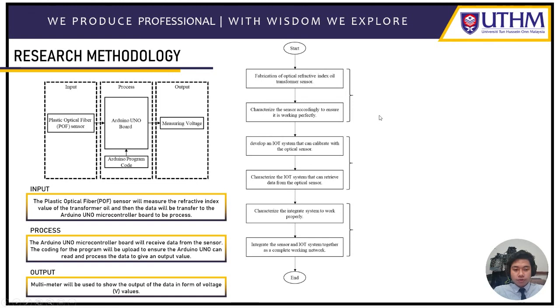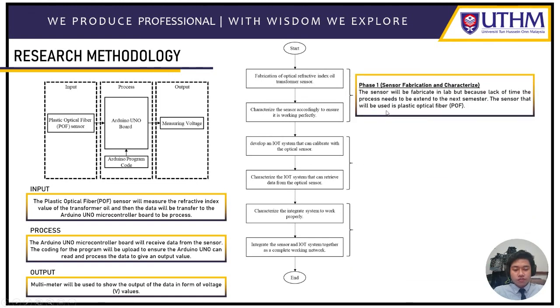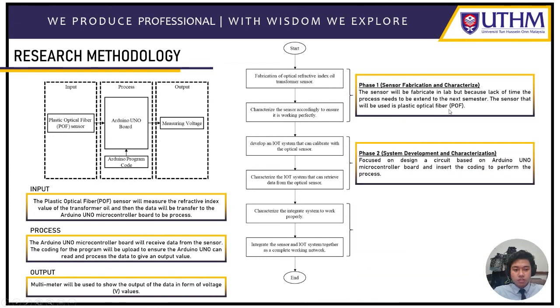The overall final year project is divided into three phases: phase 1, phase 2, and phase 3. Phase 1 is sensor fabrication and characterization. First, the sensor will be fabricated in the lab, and the sensor that will be used is plastic optical fiber POF. Second is phase 2, which is system development and characterization. We will be focusing on designing a circuit based on the Arduino Uno microcontroller board and inserting the code to perform the process.